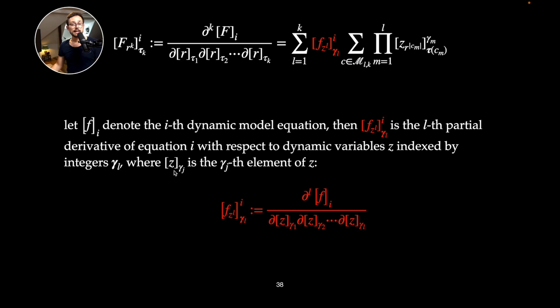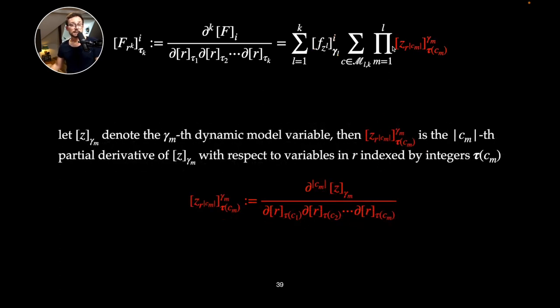And these gamma numbers are just indexing elements in this vector z. So this over here is very similar to what we just saw. It's the lth partial derivative of the ith equation of the dynamic model equation, with respect to stuff indexed from the dynamic model variables.